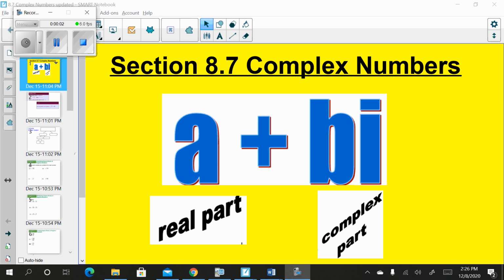All right, so it might seem kind of weird here, but we're going to go to section 8.7. We've been talking about, in chapter 9, looking at solutions to quadratic equations. So now we need to deal with what happens if we have negative values, meaning we don't have real solutions. So negative values like under the square root, like the discriminant.